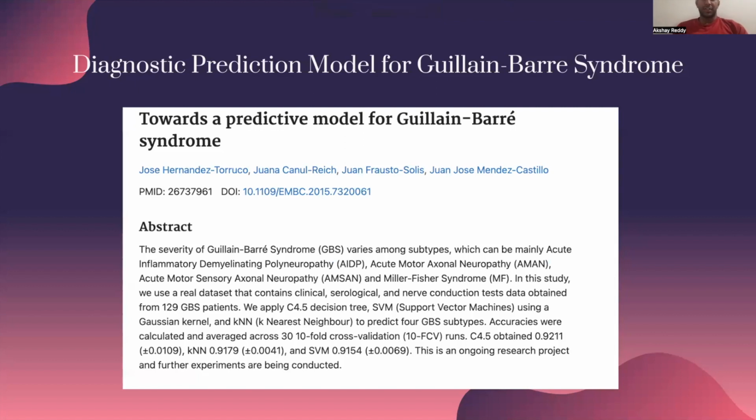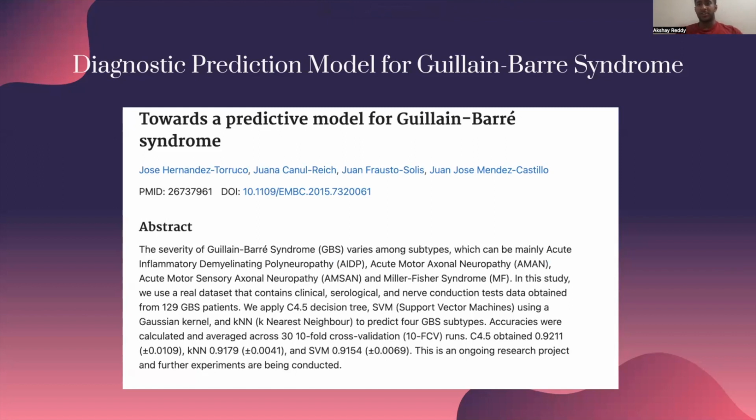Hello, everyone. So today I'd like to talk about a study that involved developing a predictive model for Guillain-Barré syndrome. Now, the purpose of the study wasn't to design a model to necessarily predict Guillain-Barré syndrome, as that is not really an issue for many neurologists.